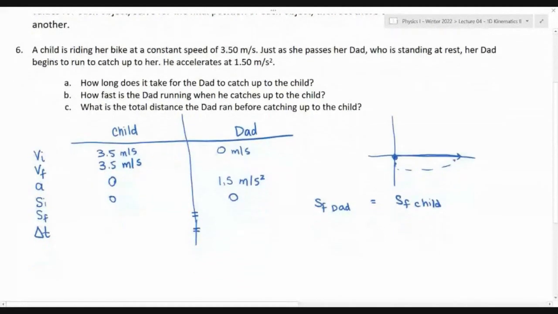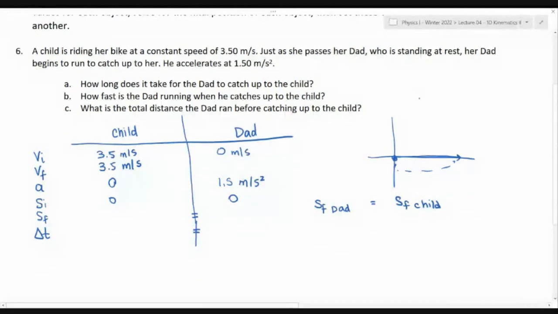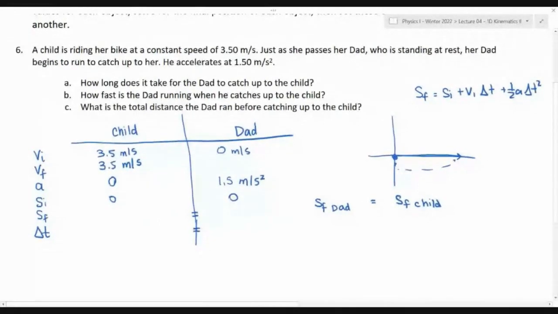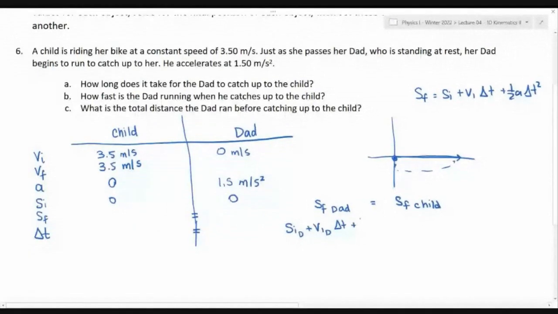Final position of the dad equals final position of the child, because that's what it means when somebody catches up to someone else, right? They're at the same position at the same time. So from a kinematic equation, we can say SF equals SI plus VI delta T plus 1/2 A delta T squared. So for the dad, that would be SI for the dad plus VI for the dad delta T plus 1/2 A for the dad delta T squared.